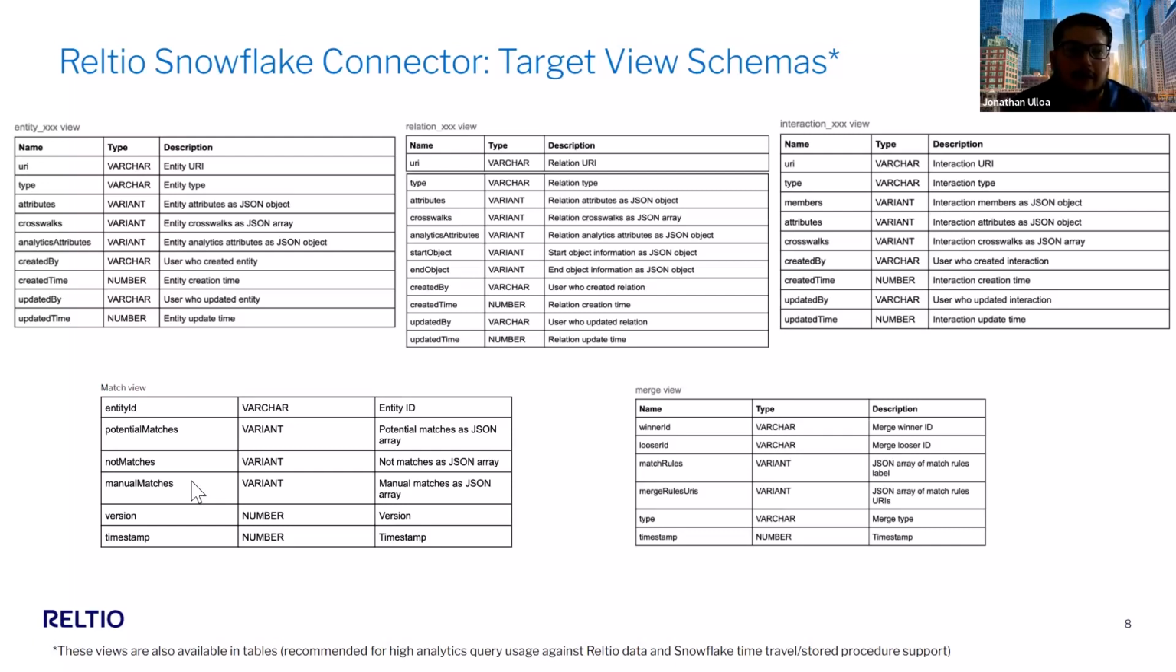From a merge perspective, this is understanding what already happened. So that validation of here are the match rules I applied. Here's a winner and loser. Here's a merge tree kind of information. Here's the match rule associated to that, and here's the timestamp that occurred. So this is just about optimization of Reltio performance with these two tables.